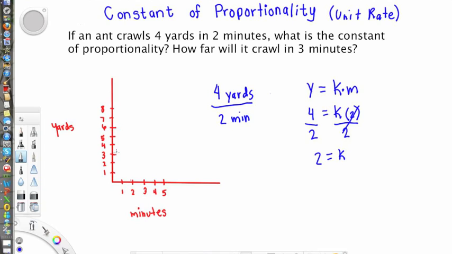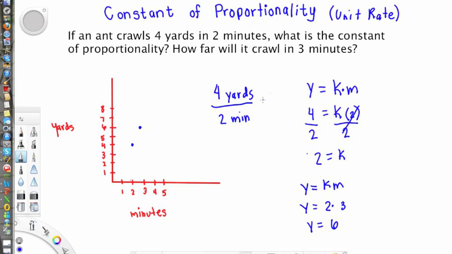So let's even try graphing it here. If the ant travels for 2 minutes, he's going to travel the distance of 4 yards. And if our constant is 2, that means we can do this a couple different ways. We can say, well, y is equal to the constant times m. Well, y is equal to 2 times now 3 minutes. So y is going to be 6. So 3 minutes will give the ant 6 yards to walk.